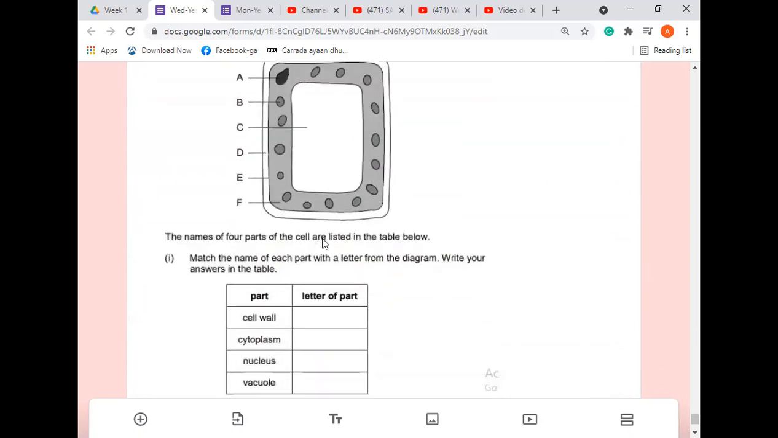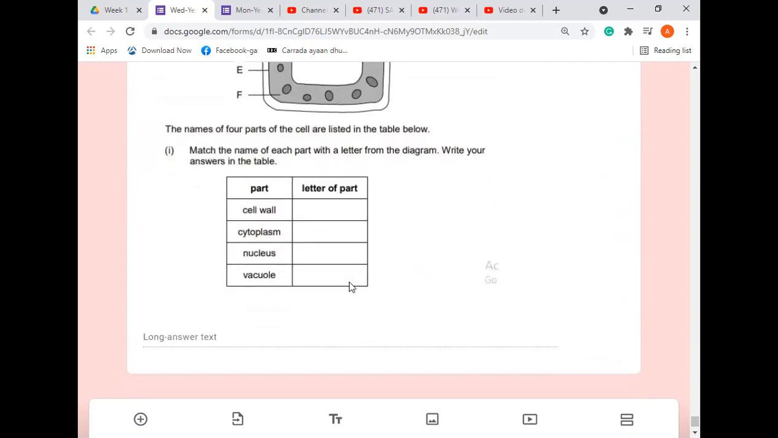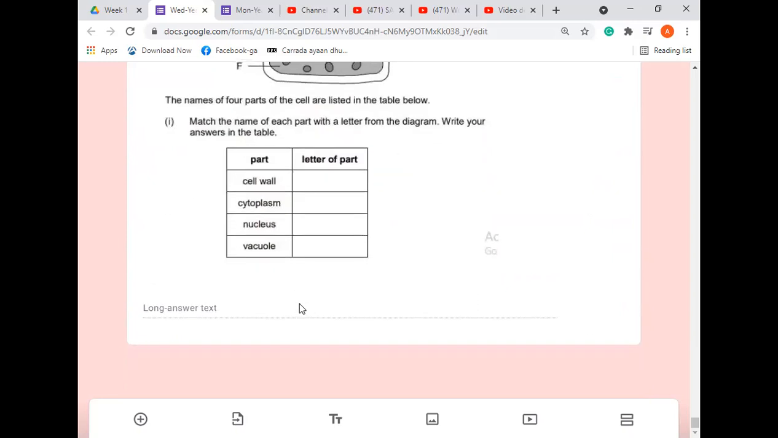So this is basically about a plant cell. You have the parts of the plant cell, and you need to give the letter of the part of the plant cell: A, B, C, D, E, or F. That is the last question.